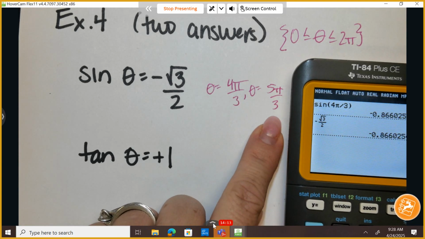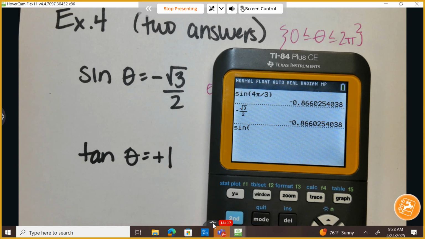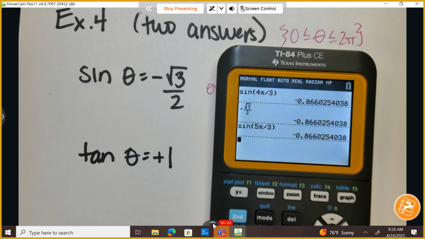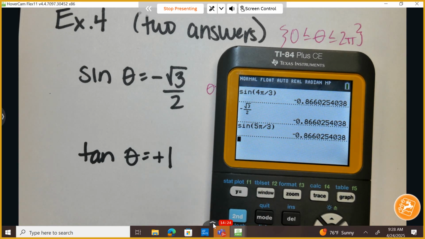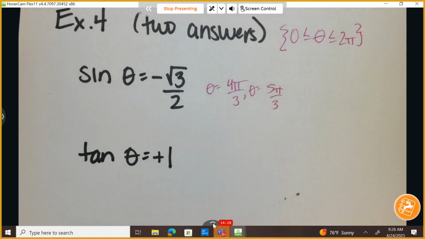Let's do one more just to check. I'm going to do the sine. Notice I put it into radians first, of 5 pi divided by 3. I get an answer, and now let's just make sure this works. We can see that is equivalent to negative square root of 3 over 2. They both work. Okay, you ready?